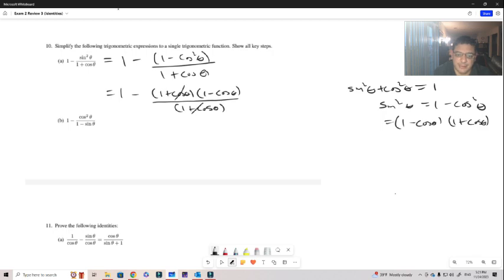We can cancel it out. And we're going to get 1 minus 1 minus cos of theta. And so notice that we distribute the minus: 1 plus cos of theta. And so at the end we have cos of theta. And that's the end of the whole thing.